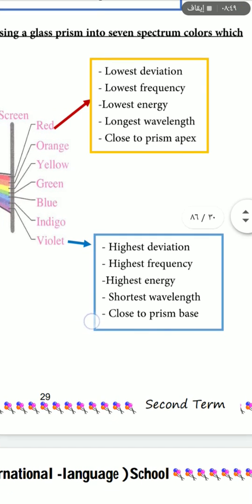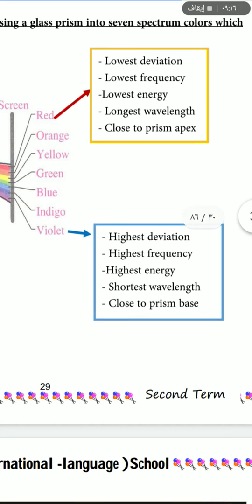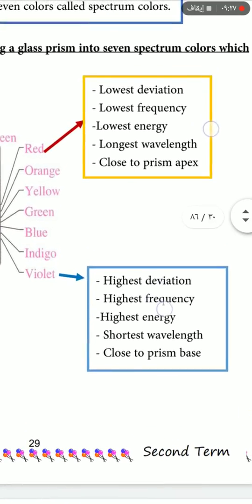Okay? Well, because of what? Because of the increasing of the frequency. So if I said the deviation increases while we're moving down till we reach the base of the prism, okay, so red has the lowest, and violet has the highest deviation. Why? Because of the increasing of frequency. And the violet has the highest frequency of these colors. So we have an inverse relation between the frequency and the wavelength.